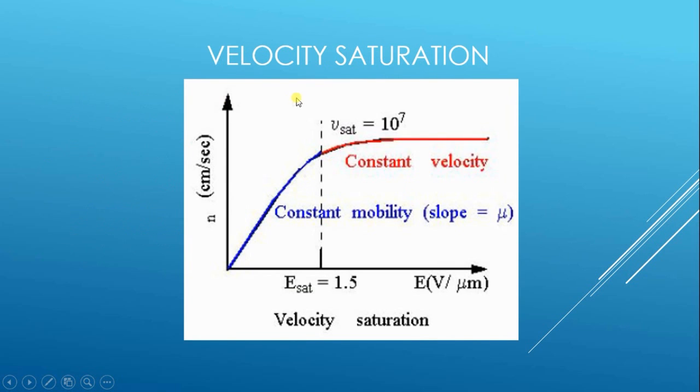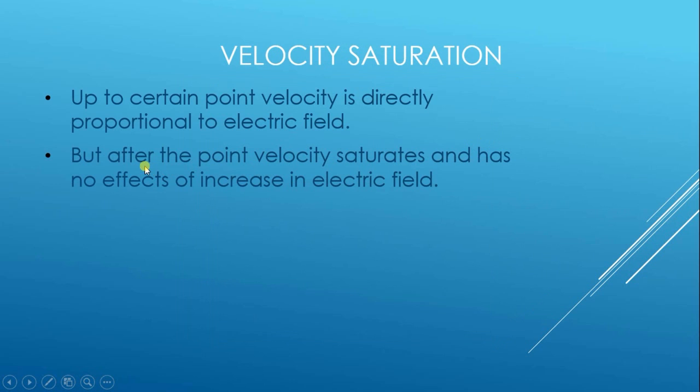Then at the end we have velocity saturation. Here, velocity up to a certain point increases, and then this velocity starts becoming constant. No matter how you increase your electric field, it will always remain constant. So the velocity loses its proportionality with the electric field.